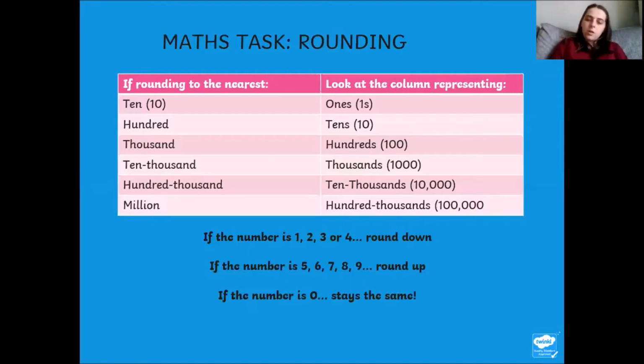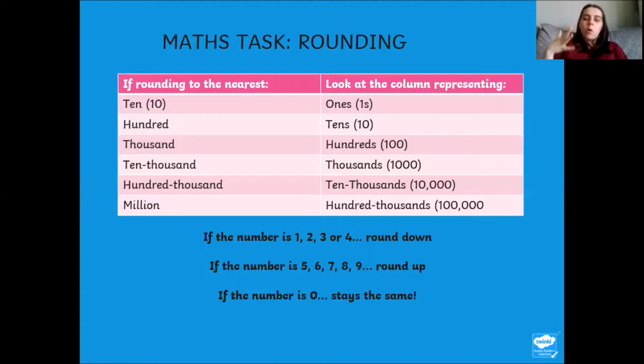For the thousands, I'll look in the hundreds column to get my information. Rounding to the nearest 10,000, I'll look in the thousands column. If I'm rounding to the nearest 100,000, I will look in the 10,000s column. And if I'm rounding to the nearest million, then I'll look in the 100,000s column, and that's where I'll get my information. There is a really easy way to remember this: if the number is 1, 2, 3, or 4, you round down.